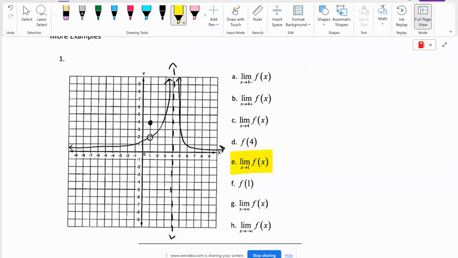All right, so the limit as x approaches 1. Well, as x approaches 1, doesn't it look from the left that it's approaching 2 and from the right it's approaching 2? So the limit as x approaches 1 is 2. Okay, you do the rest of these on your own. I think you could do the rest.